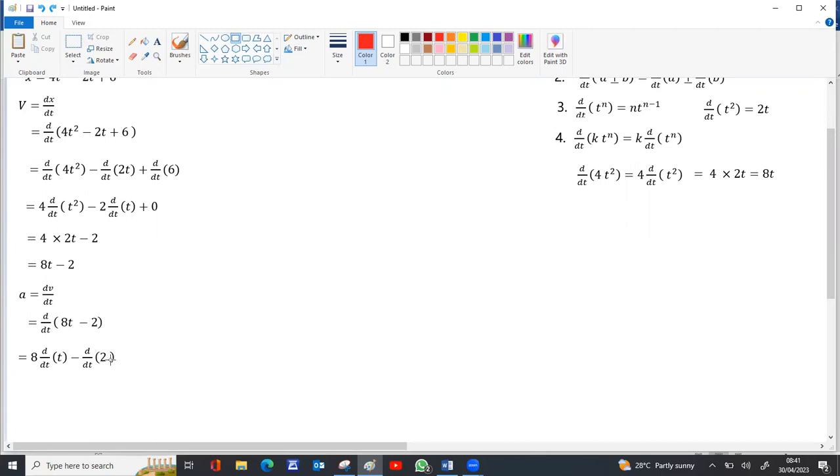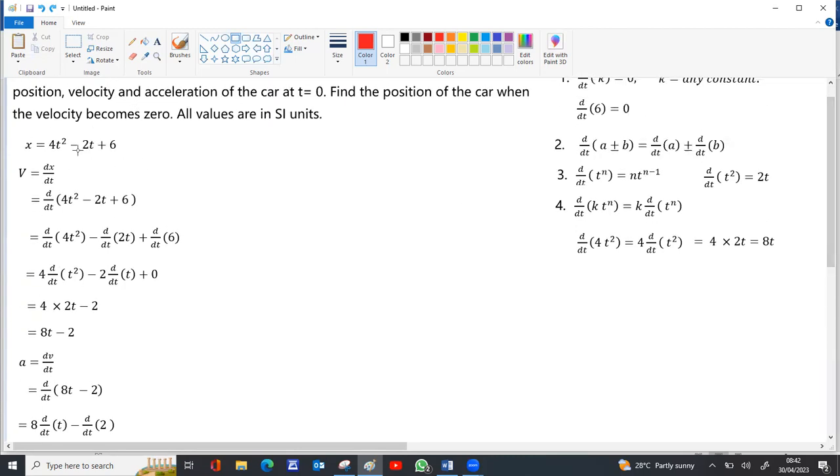When you open the bracket, d by dt of 2 is a constant, and differentiation of that will be 0. And d by dt of t will be 1. So it will be just 8 minus 0, which is 8. So that's the value for acceleration. This doesn't have a time. So whatever time you give, 0, 1, 2, 3, 4, the value of acceleration remains constant. But velocity changes because it depends on the time. Position also changes because it depends on the time.